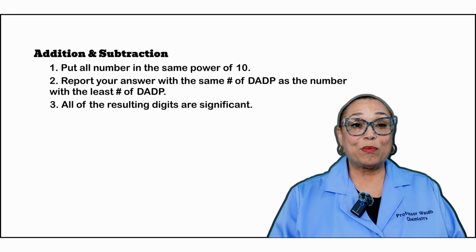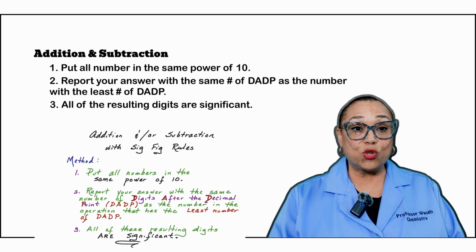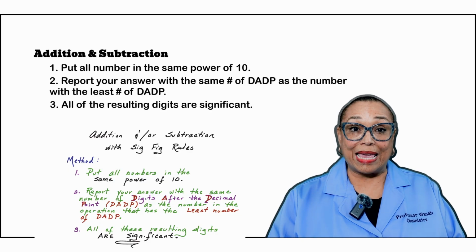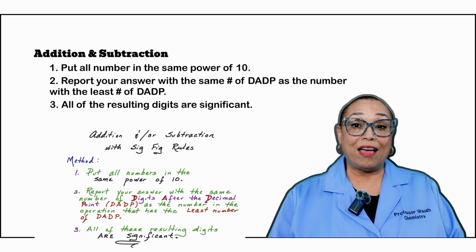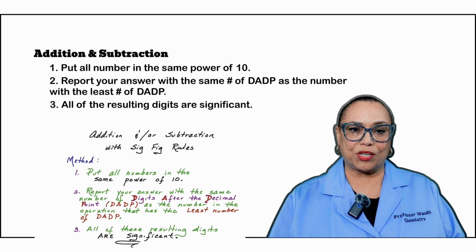To recap, before doing any addition or subtraction operations, make sure all of the numbers have the same power of 10. After you do that, it becomes a simple matter of completing the operation.